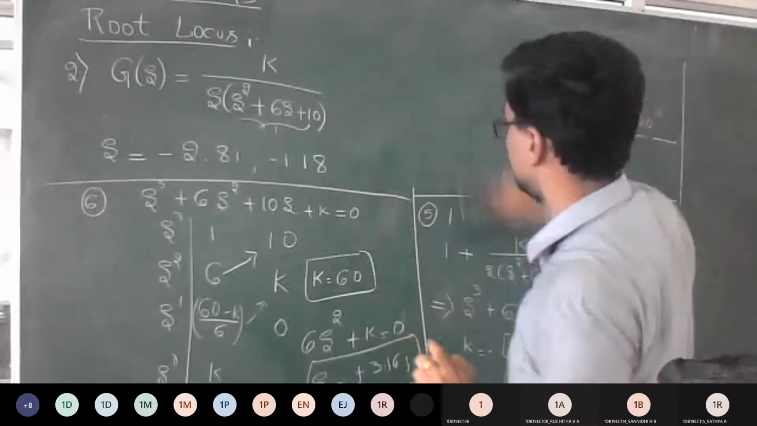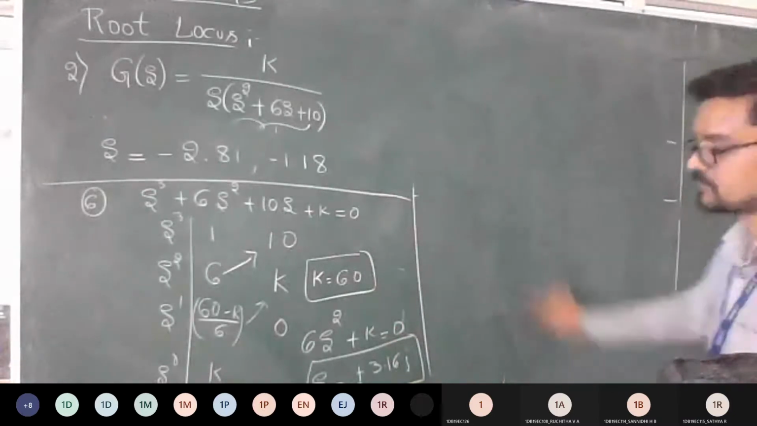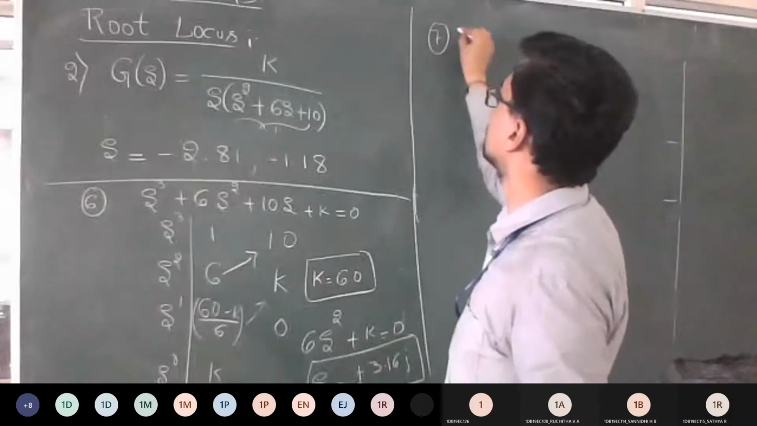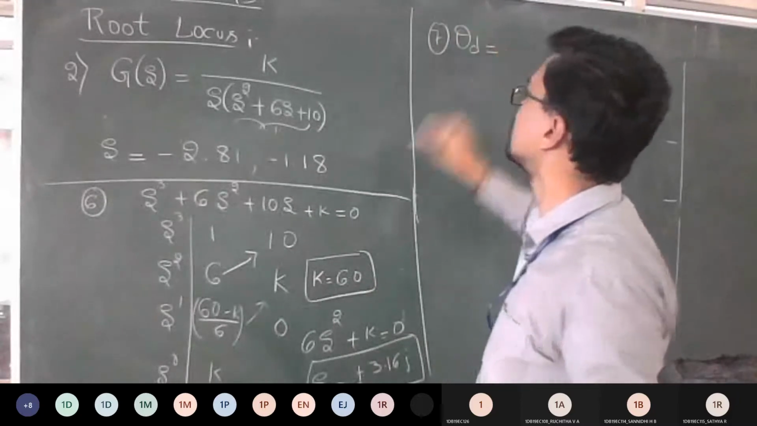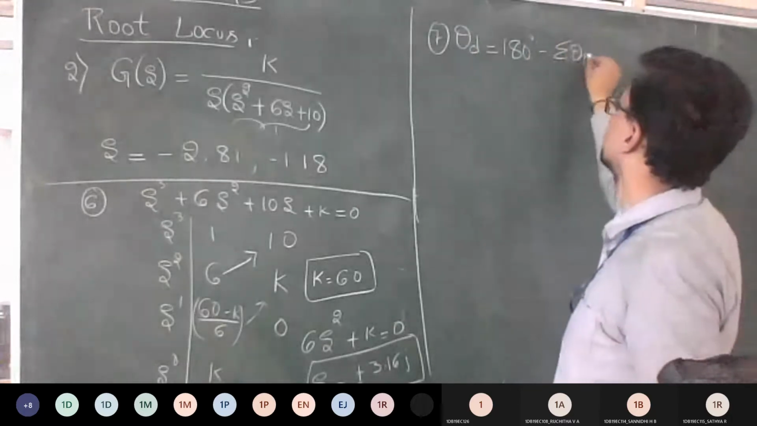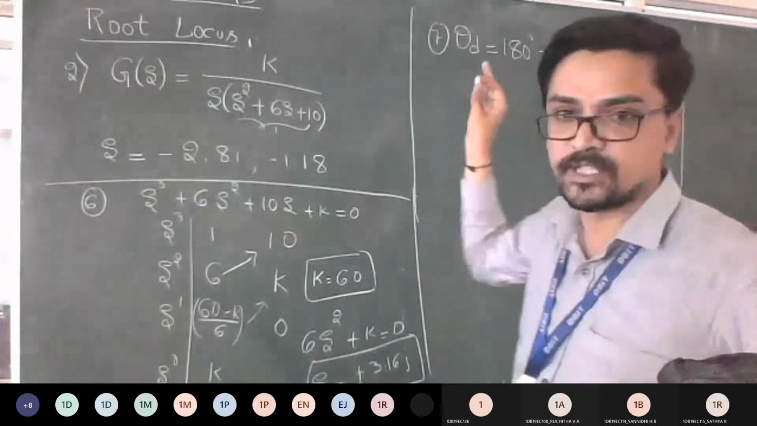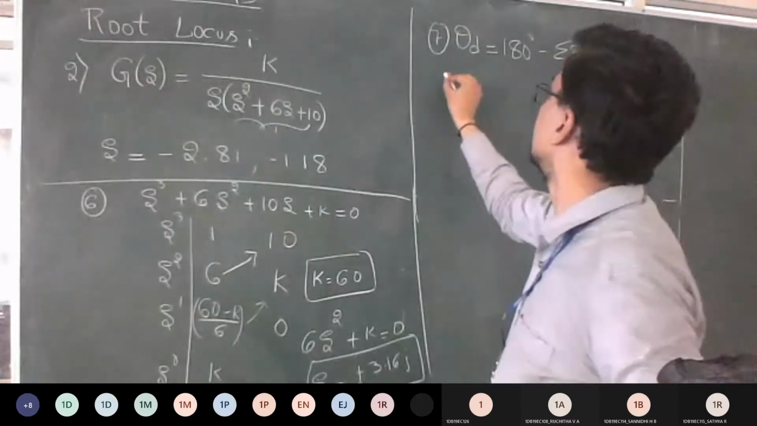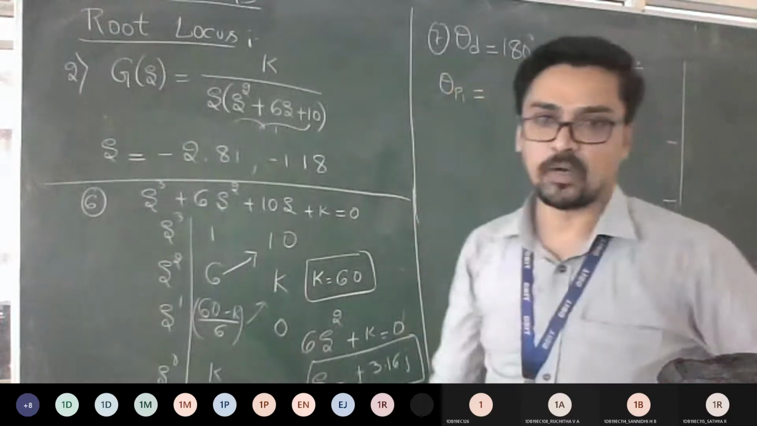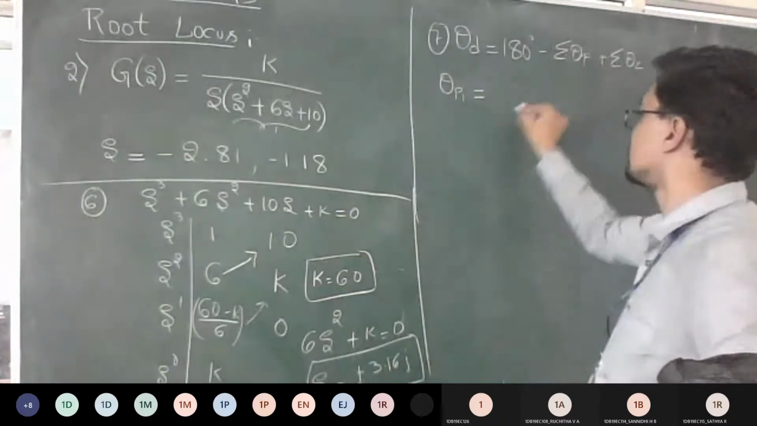We'll go with the 7th step, angle of departure. Stick to the procedure we wrote. Theta d, the angle of departure, is equal to 180 degrees minus the summation of your pole angles plus the summation of your zero angles. We know that the zero is not applicable. So tell me theta p1. What is theta p1, guys? How to plot this? I have already taught you, right? So plot a sketch.